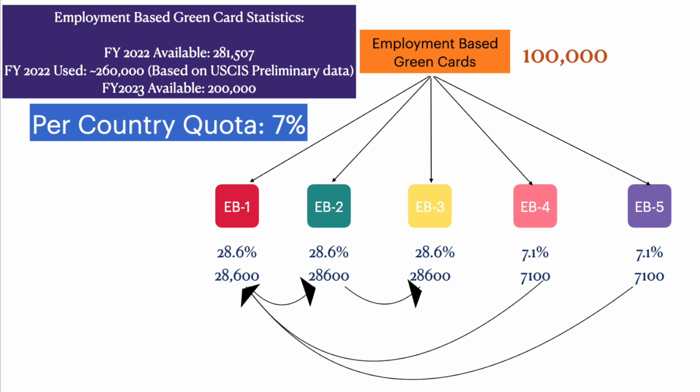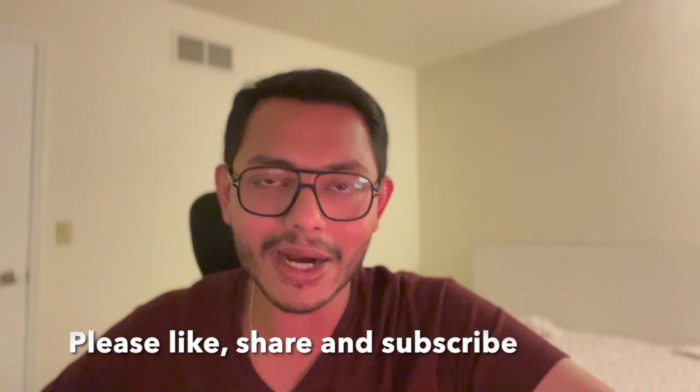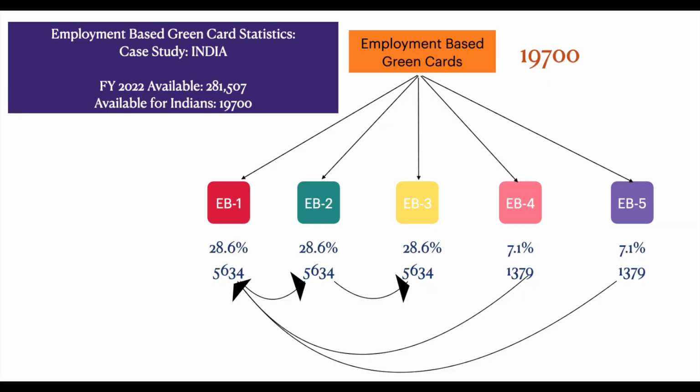Now, the first question that comes to mind is, how many of these numbers are allotted to Indians and other countries, right? So to answer that, let's start from the country quota. 7% of the total number of employment-based green cards that are available will go to India, and 7% to the other countries, and so on and so forth. Now, if we started with 281,000 green cards, 7% of that number comes to 19,705 green cards in 2022.